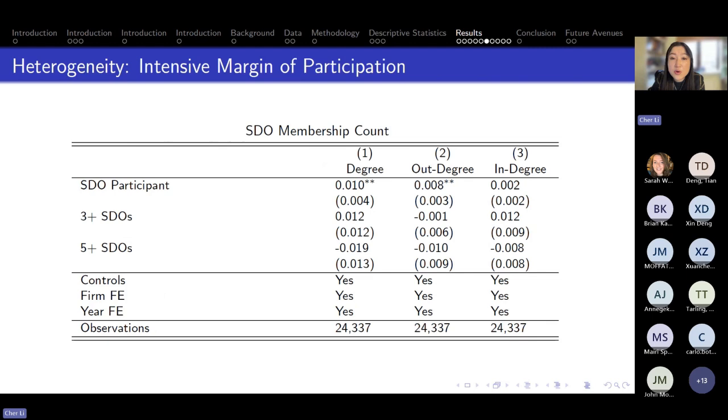And furthermore, we then look at when it comes to membership, is it the case that the more the merrier? So we look at, in other words, this intensive marginal participation. So here, the effects seem to be largely confined to the initial participation in developing standards. So once you've participated in any SDO at all, whether you have membership in 3, 5 or more SDOs does not actually significantly enhance your centrality further. So in other words, the initial effect is really strong and the results may not be linear.